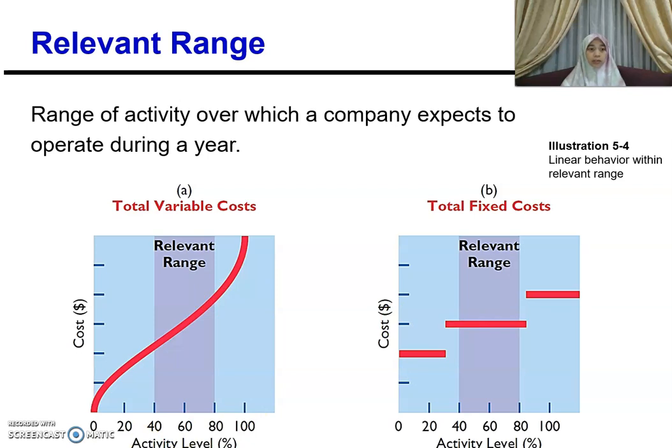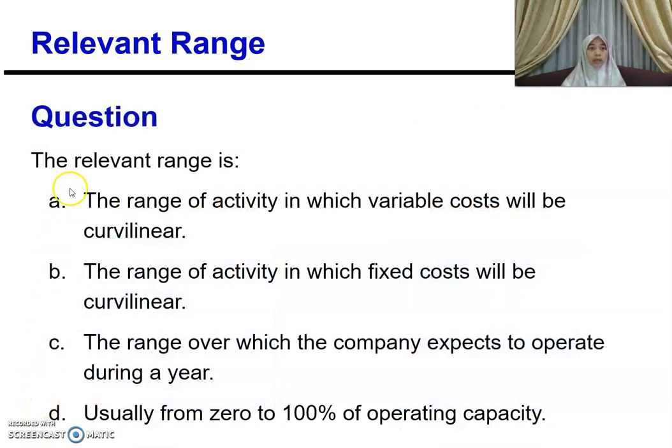Is the relevant range the range of activity in which variable cost will be curvilinear? Is it the range of activity in which fixed cost will be curvilinear? Or the range over which the company expects to operate during a year, or usually from 0 to 100% of operating capacity? What is meant by the relevant range? It is the range over which the company expects to operate during that period or during that year.